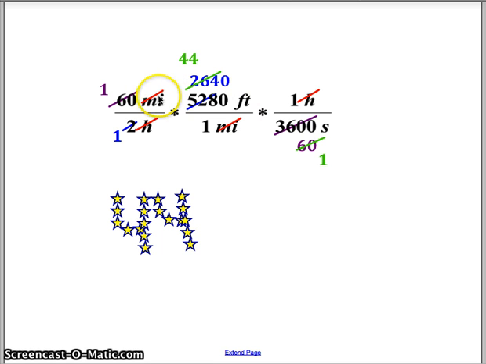Notice all of the work that we did. We set up our original, then we simplified our units, we had our conversion factors, simplified the values, and we multiplied.